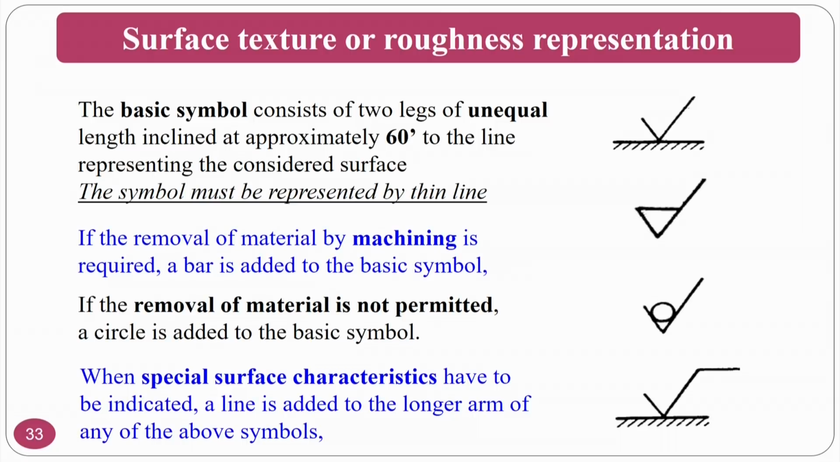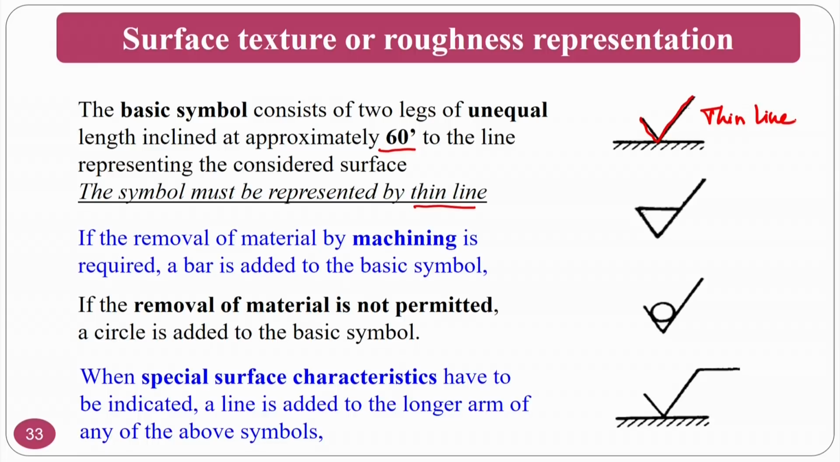So, the surface texture or the roughness representation. The basic symbols of the surface roughness representation is like this. If you see, the basic symbol consists of two legs. These two legs are unequal, which is approximately at 60 degrees, and this is represented by a thin line basically compared to the baseline. Normally it will be represented by a thin line.